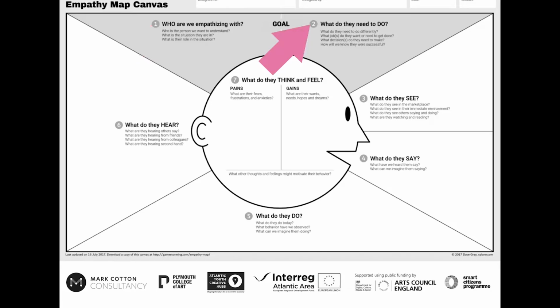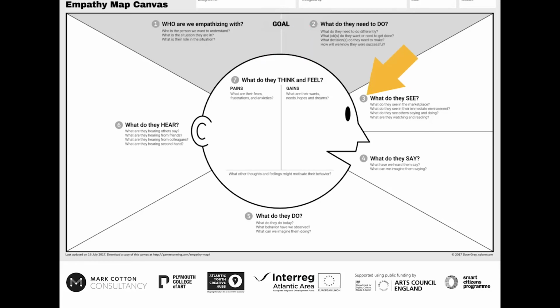When we move on to their goal, the customer goal is something they need to do or get done in relation to the solution or product that you are developing. Maybe something they need to do differently, maybe a job or a task that needs to be completed, or decisions they'll need to make. It could be a challenge they need to overcome, or a problem they need to fix.